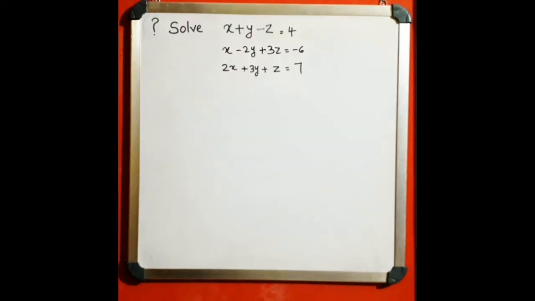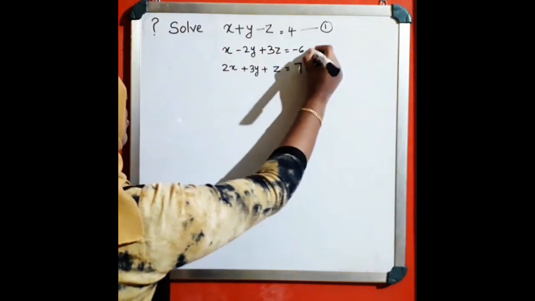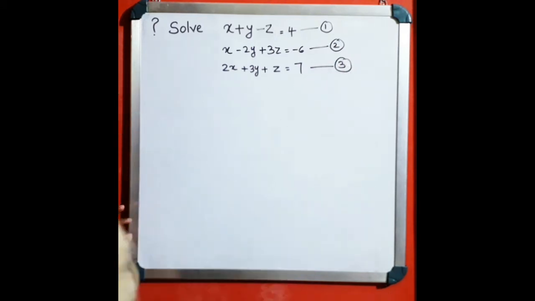We are going to discuss problems in simultaneous equations of three unknowns. Our first problem is: solve x plus y minus z is equal to 4, x minus 2y plus 3z is equal to minus 6, 2x plus 3y plus z is equal to 7. Mark it as equation number 1. It is 2 and this is 3.